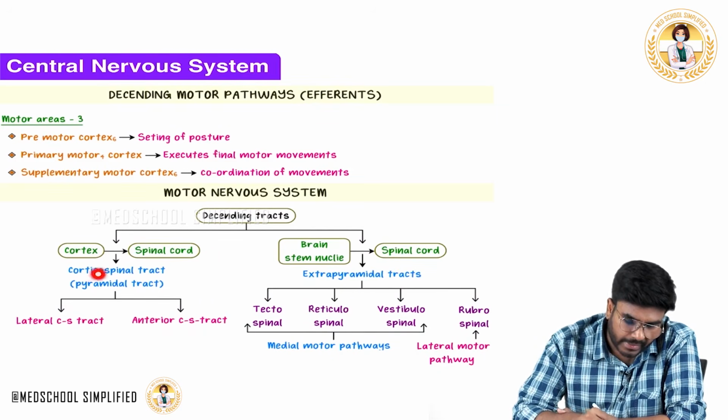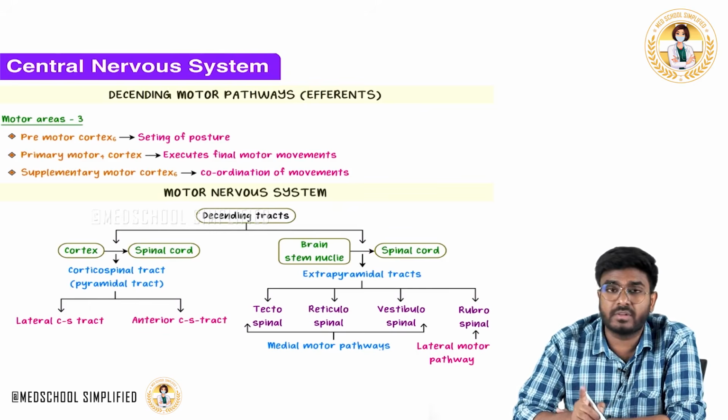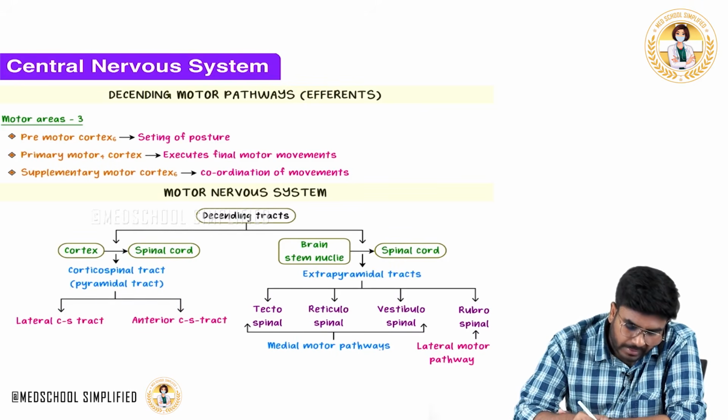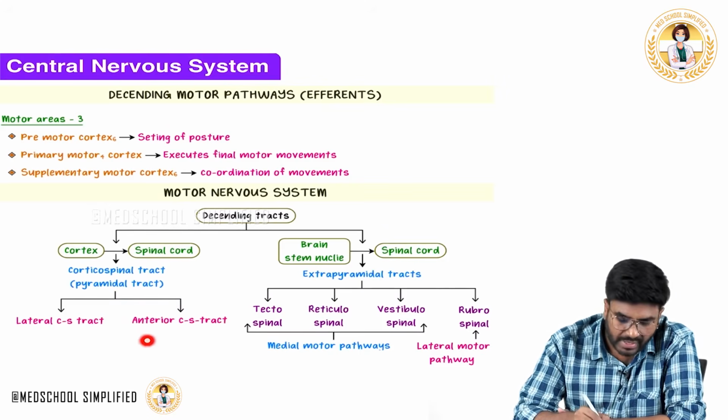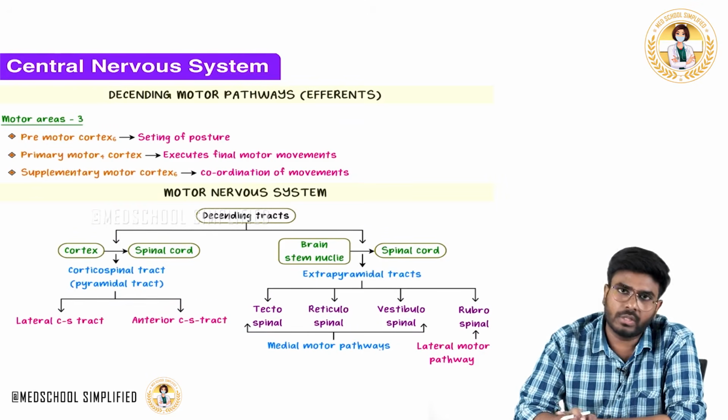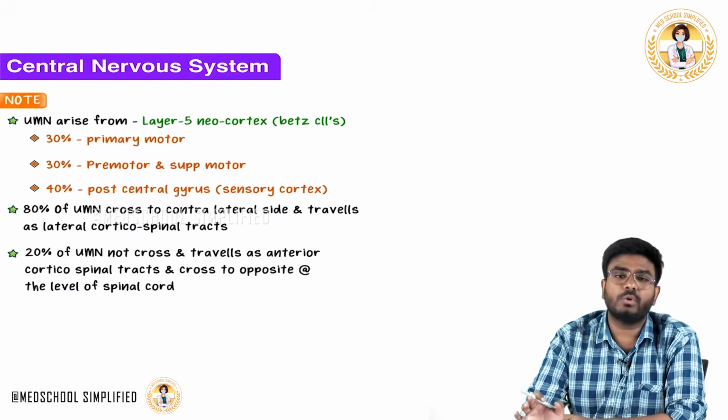And corticospinal tracts. Now, how many types of corticospinal tracts are there? We have seen the lateral corticospinal tracts: 80% of the fibers cross to the opposite side. But 20% travel on the same side, which are called the anterior corticospinal tracts. But at the end of the day, even the anterior corticospinal tracts also cross in the spinal cord and control the lower motor neurons.